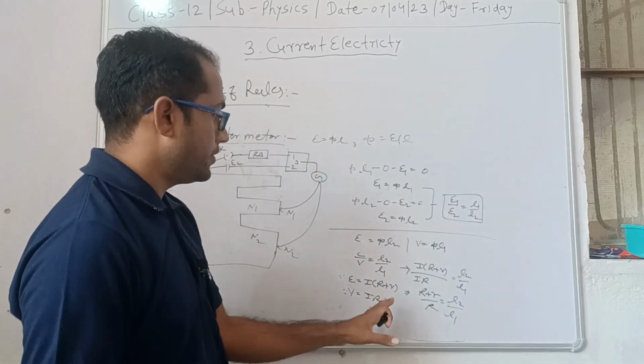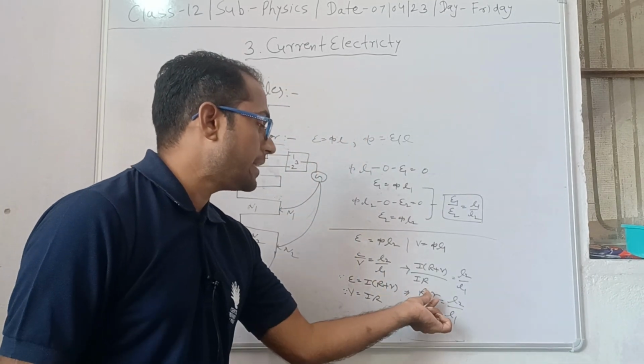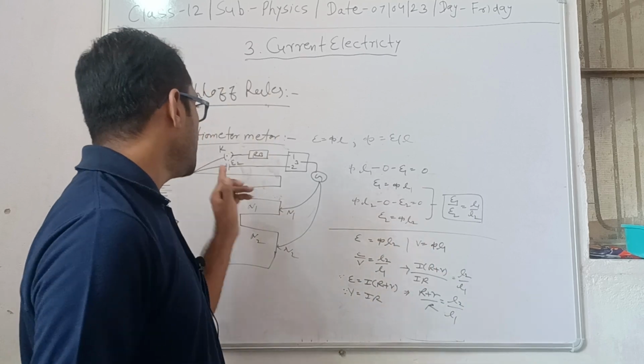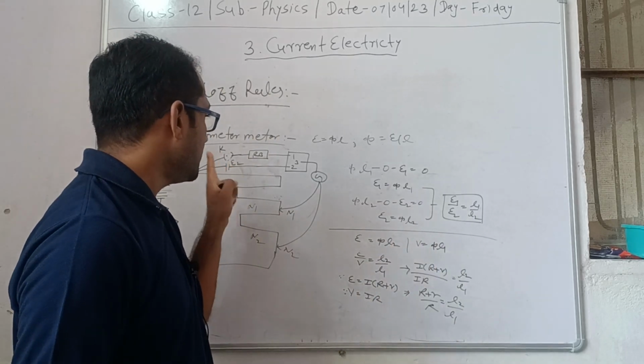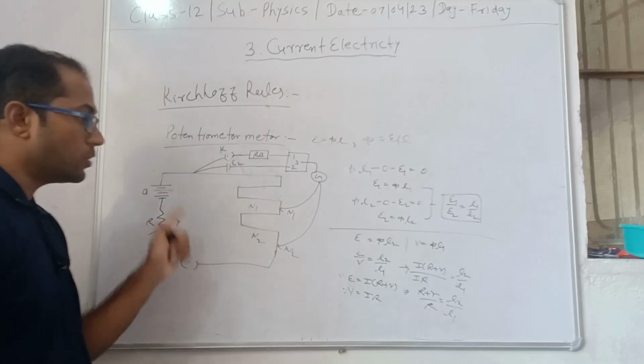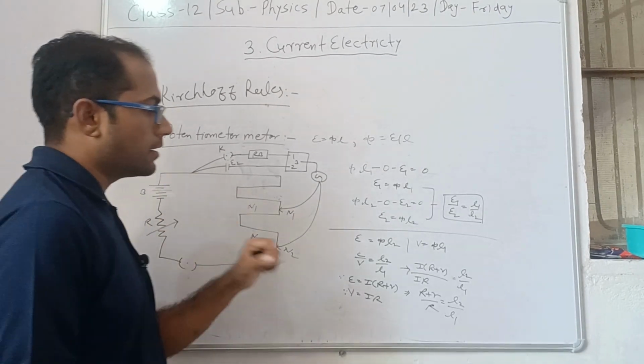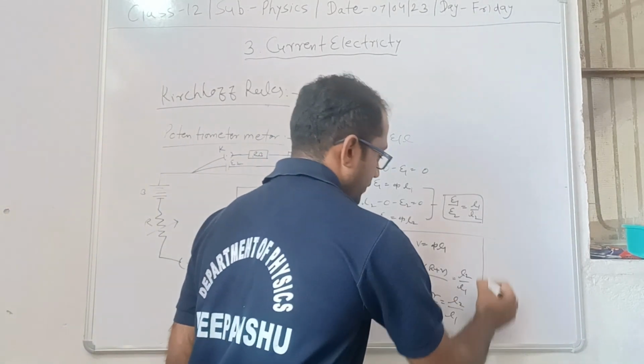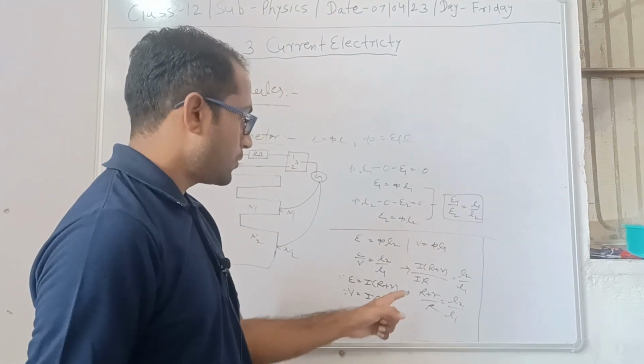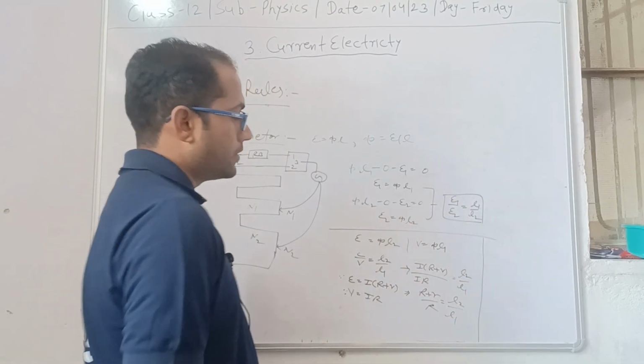Actually we are doing this to find the value of the internal resistance r. If we put in a cell, then this cell has an internal resistance. So if I want to find the value of the internal resistance, we do this.